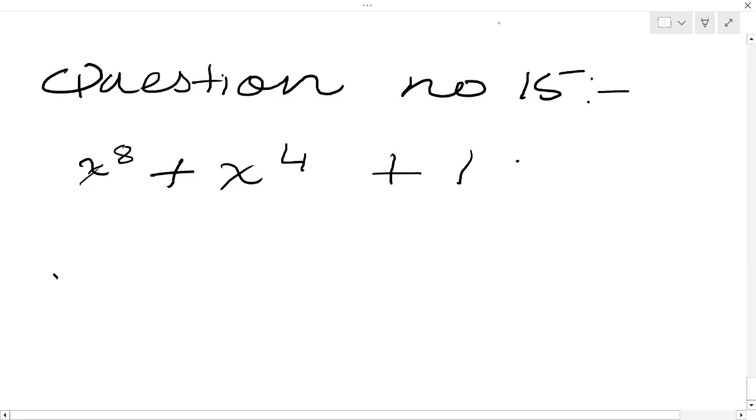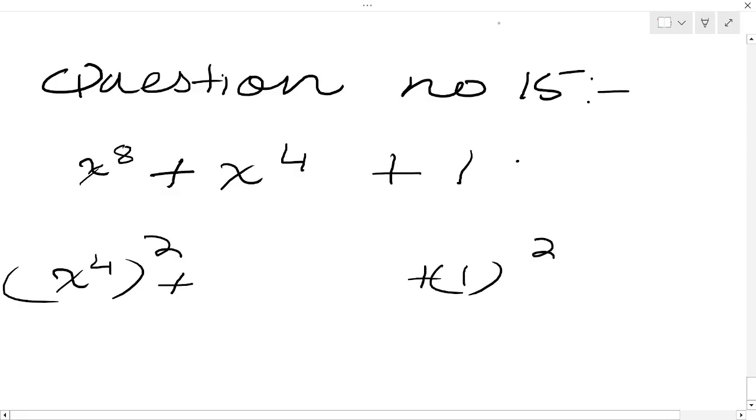We will just simply write (x^4)^2. This is the same as x^8, and then we will write 1^2. This is the same as 1. Now we need to get the 2ab of this equation. So what will be the 2 of a? It will be 2(x^4)(1). So this will result in 2x^4.